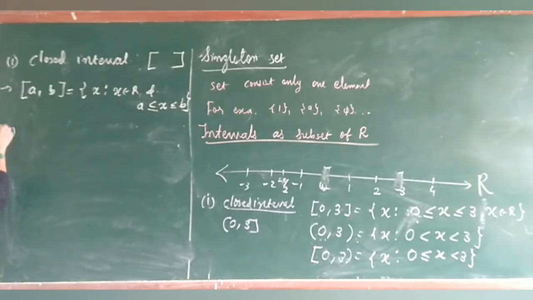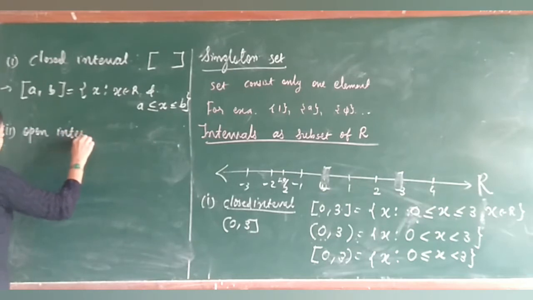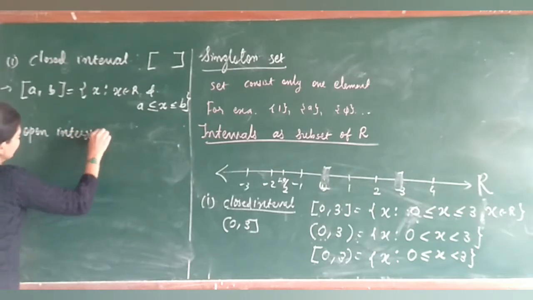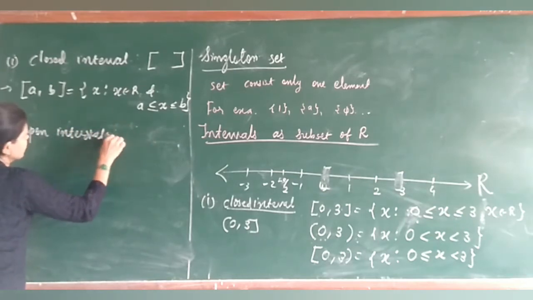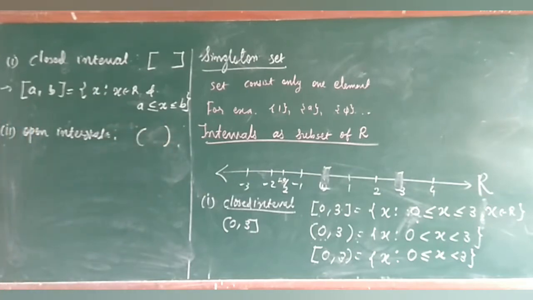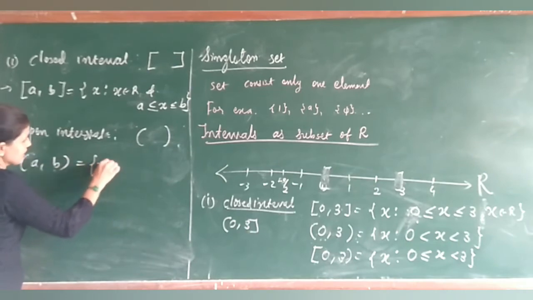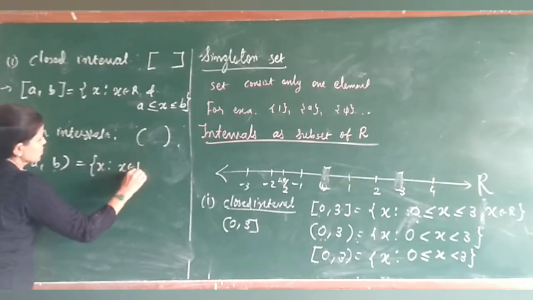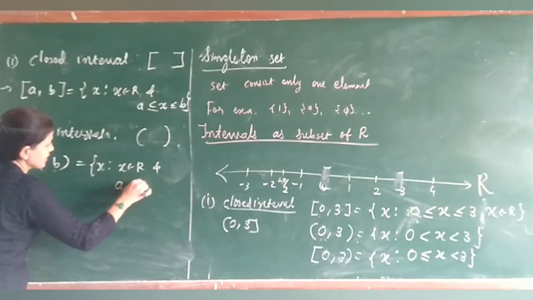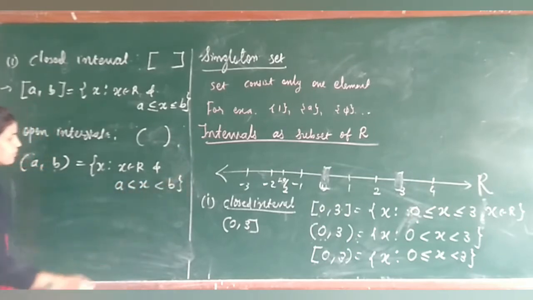Then the second one is the open interval. Now you know the meaning of open interval. Open interval will be denoted by two small brackets. So if I write open (A, B), an open interval AB, what will it mean? All those x where x belongs to R and A is less than x less than B. A and B are not included in the bracket.